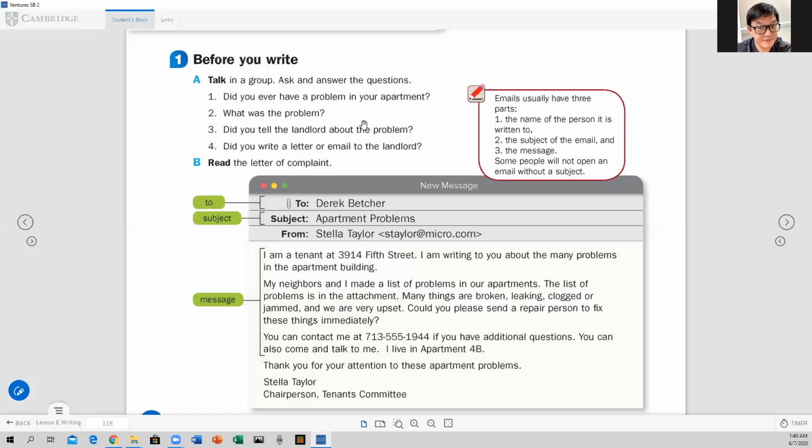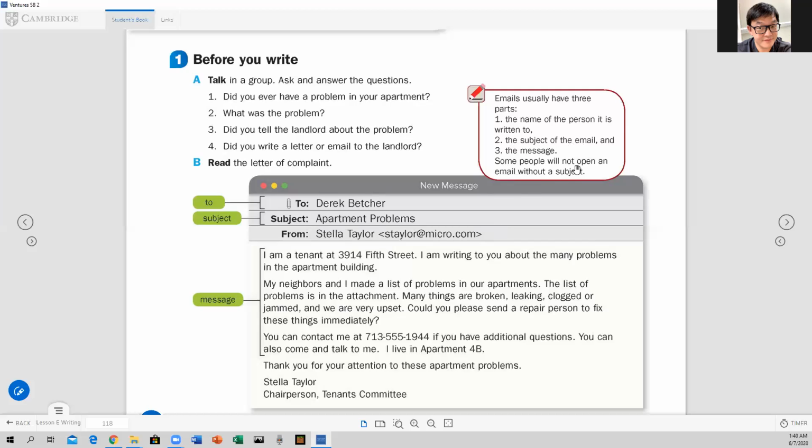Now, let's go to this email here and let's read together, okay? Before we read, pay attention to these sections here. You have to, subject, message. Emails usually have three parts. The name of the person it is written to. So this email is going to this person here, Derek Betcher. And also, number two, the subject of the email here, apartment problems. Okay. And the message here, this is the message.